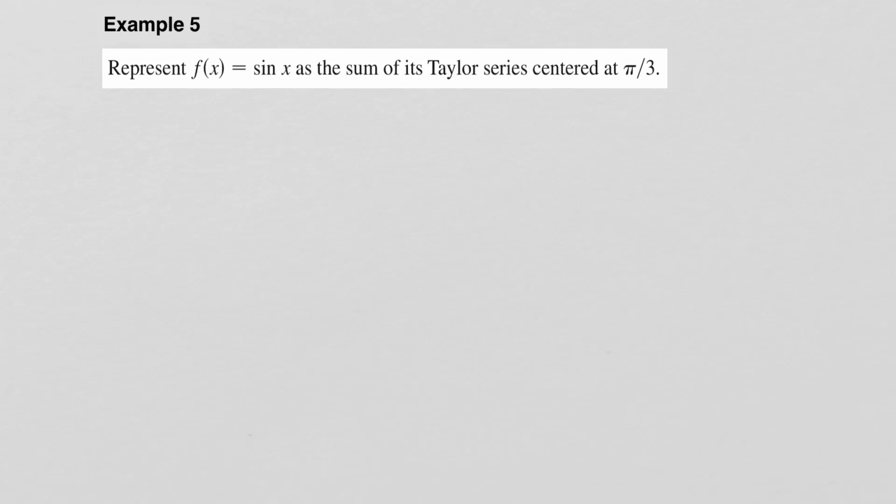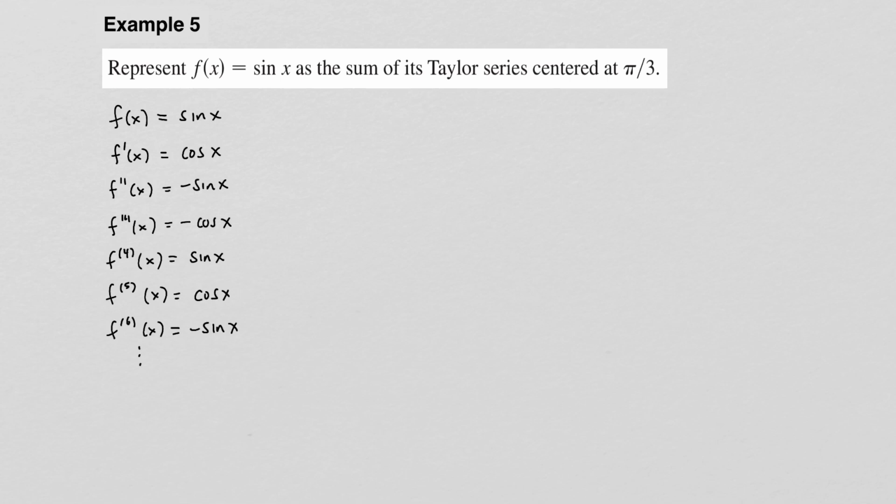Next, we're going to look at an example of finding a true Taylor series. So this time, we're going to find the Taylor series for sine of x, but it's not centered at 0. It's centered at pi over 3. This is going to be quite a bit messier. So let's go ahead and recall what our derivatives were for sine.